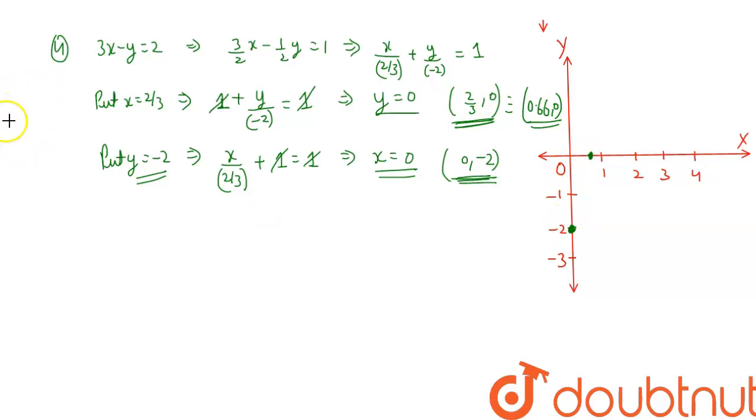Now we are going to plot the graph. So the graph would look something like this. So this is one part of the graph, and the other part of the line lies somewhere here like this. So this is the other part of the line, and this is the graph of the line 3x minus y equals 2. So here we have also plotted the graph for the fourth and the final part of the question, and this is our solution. Thank you.